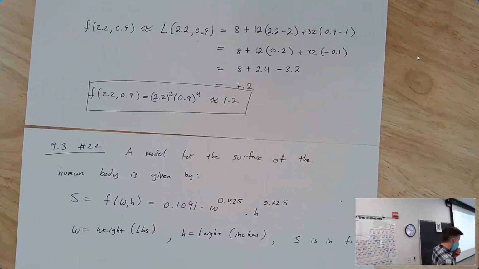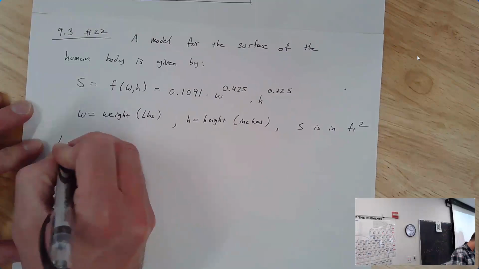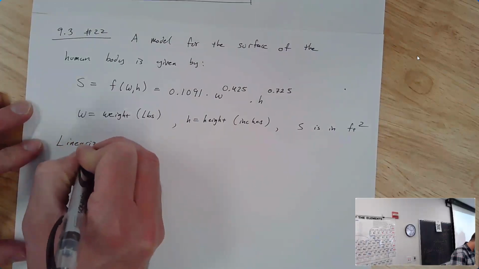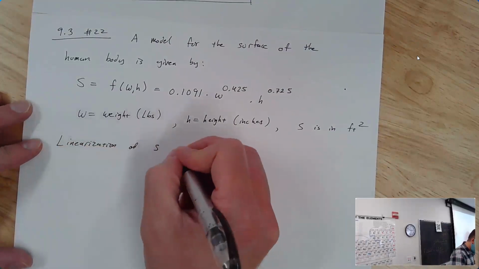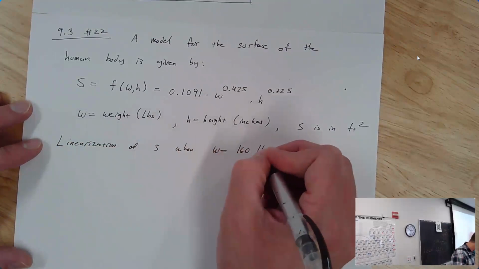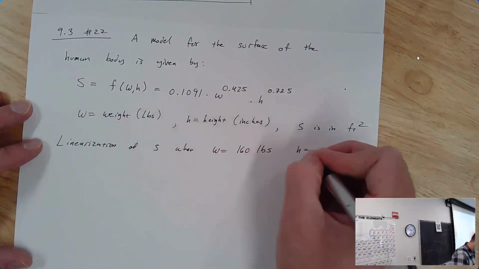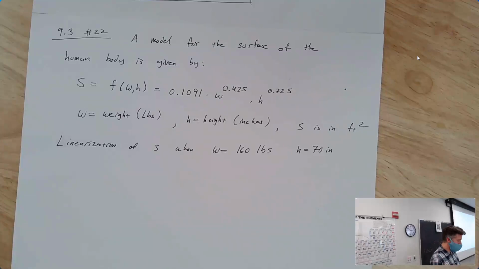So let's find the linearization of S when the weight is 160 pounds and the height is 70 inches. Okay, well, we know how to do this. We've got the whole kind of picture. I might start by writing it out just very generally. I might not. I might totally skip that.